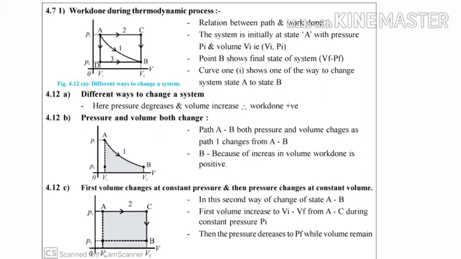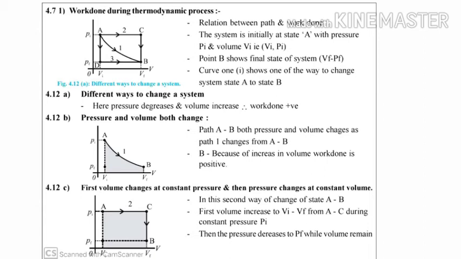So during this change of state, we will see the 3 paths 1, 2, 3 one by one. But first of all we will see path 1, how the system changes its state from initial to final, and what process it follows while changing the state of the system. We will see path 1 first. So the first path we are going to see now, you can see in diagram 4.12b, where pressure and volume both change. So what exactly happens in this process we will see now.